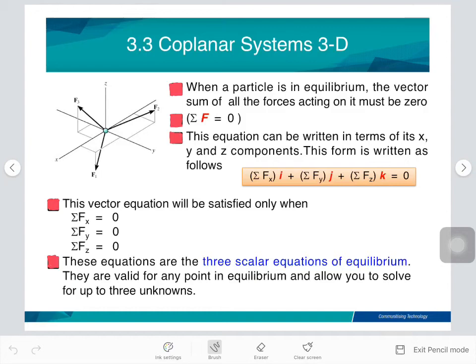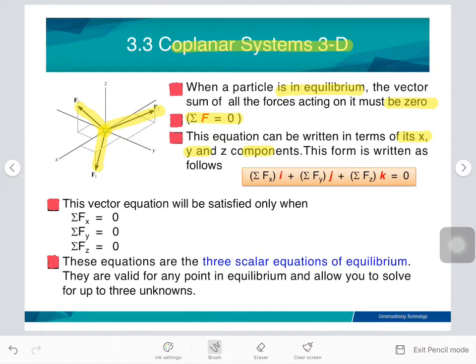Now let's study coplanar system 3D. So here, when a particle is in equilibrium, the vector sum of all the forces acting on it must be 0. So summation F equal to 0. Here we have the point in 3D, and then we have F1, F2 and F3. That is why this equation can be written in terms of x, y and z components.